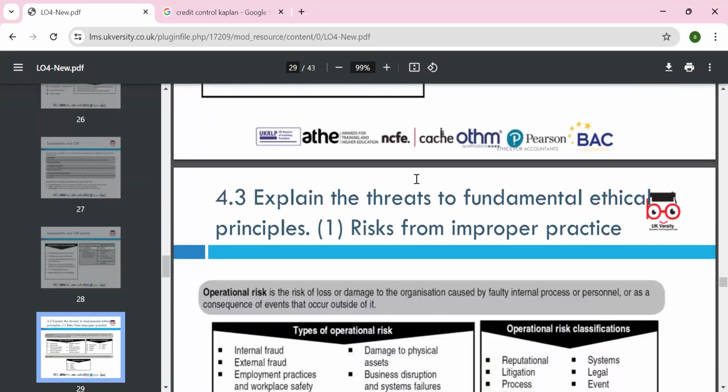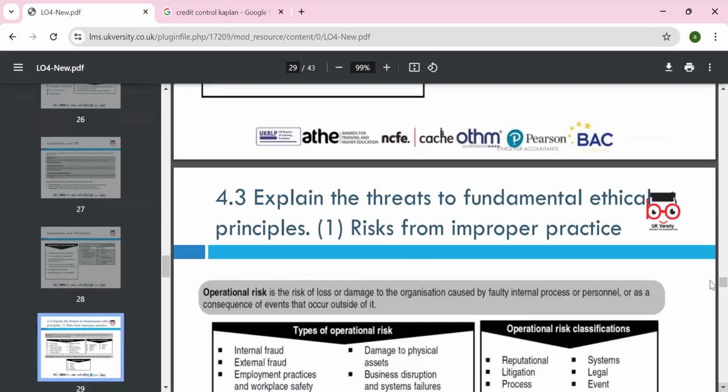Okay, then we have, does anyone have any question regarding 4.2? If you want to ask, please, you are welcome. Is all okay? Okay, next, please, we're looking at 4.3, explain the threats and the fundamental principles and the risks of improper practices.